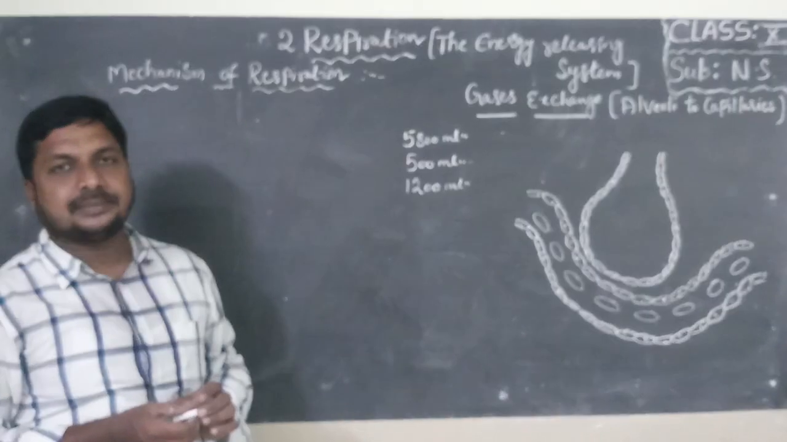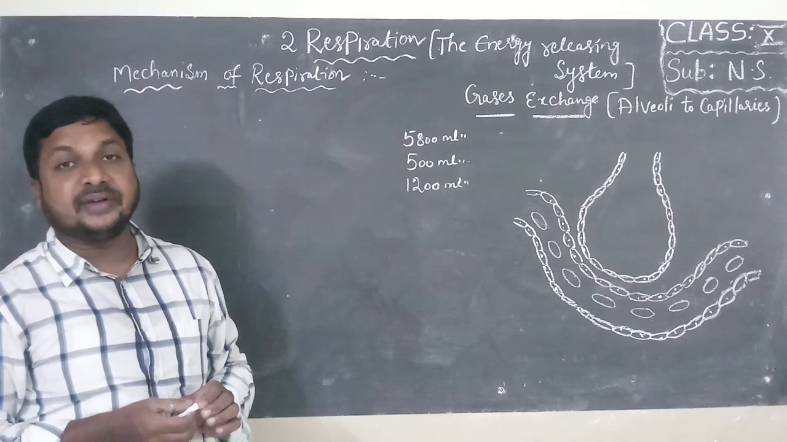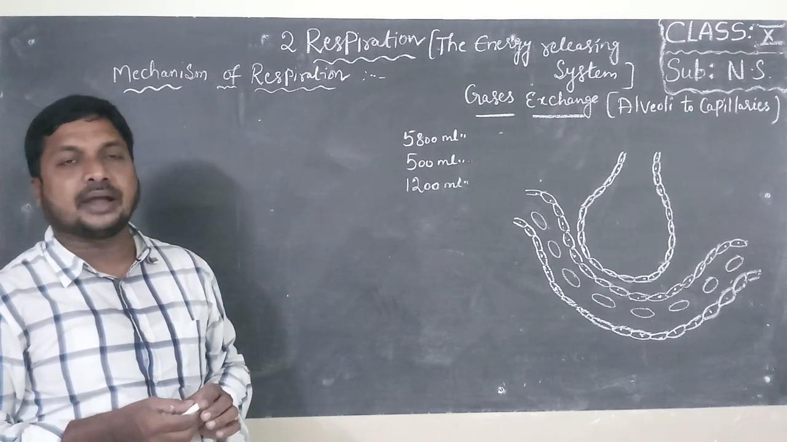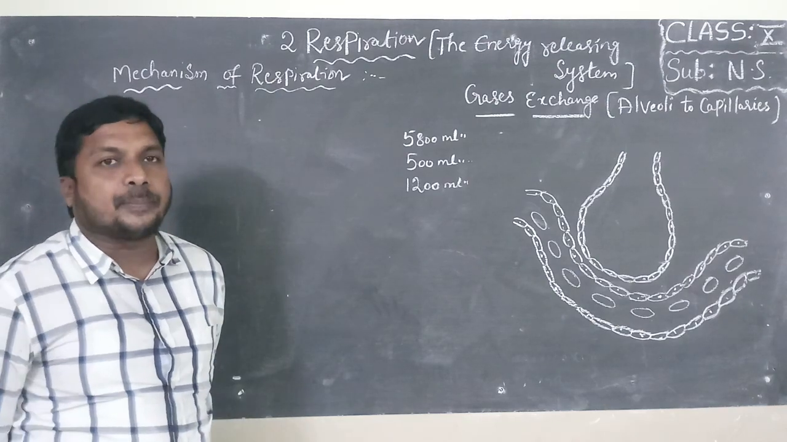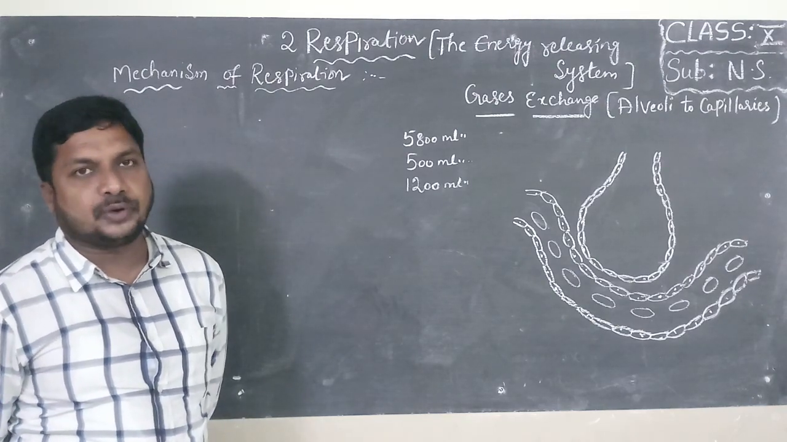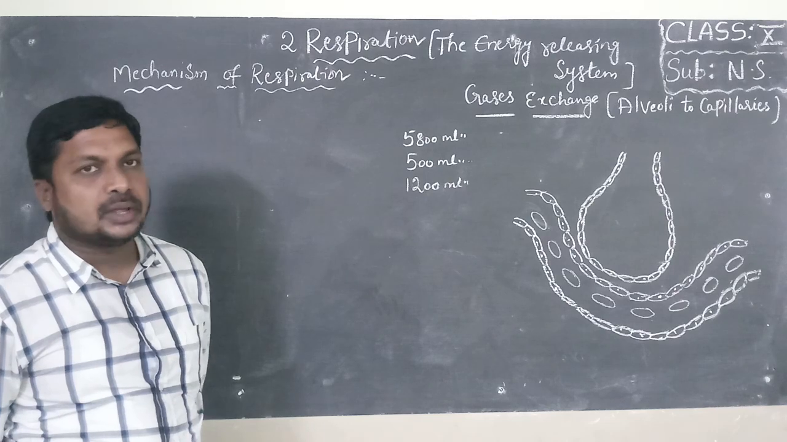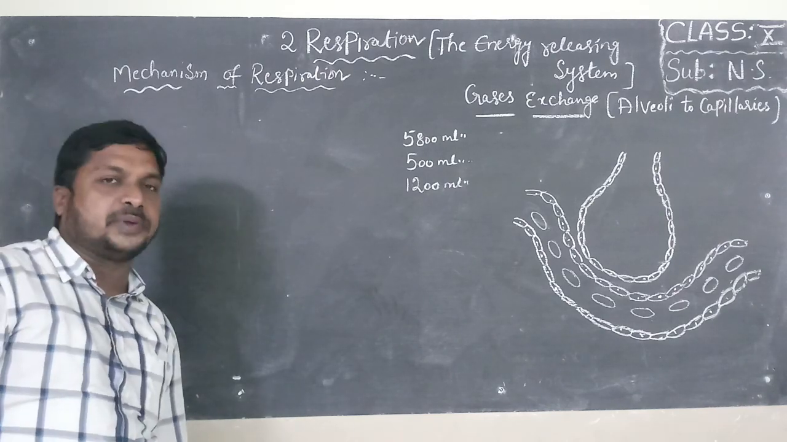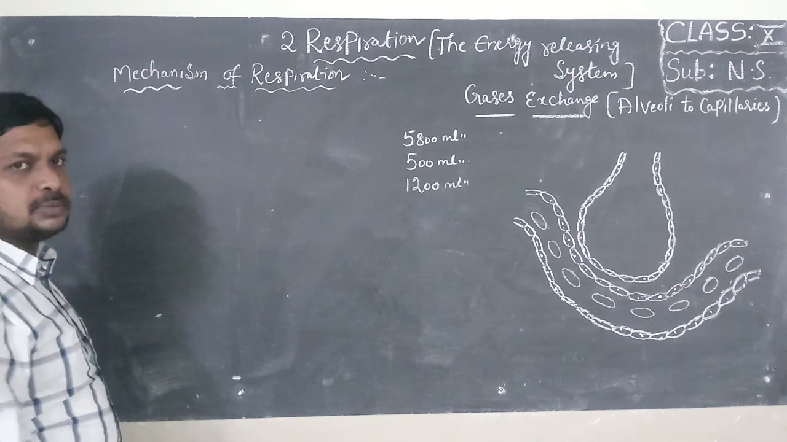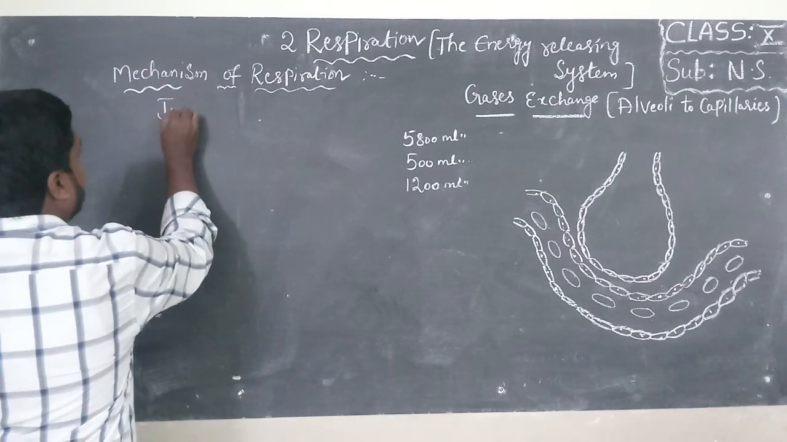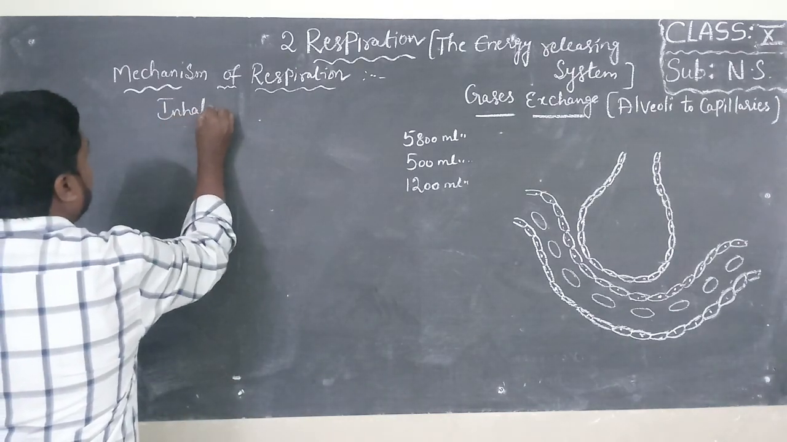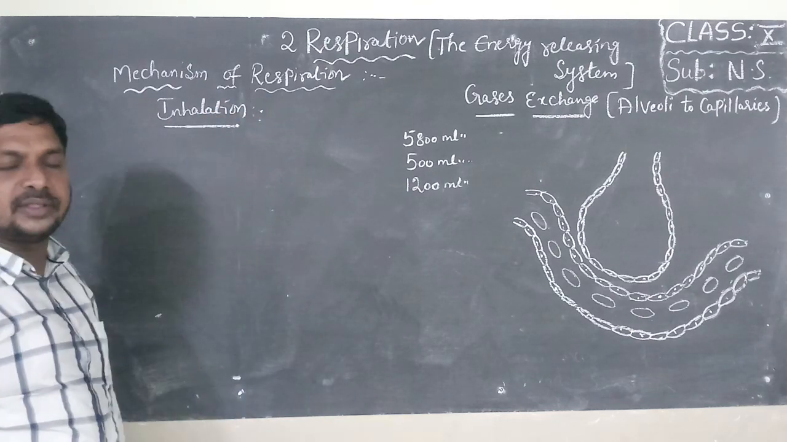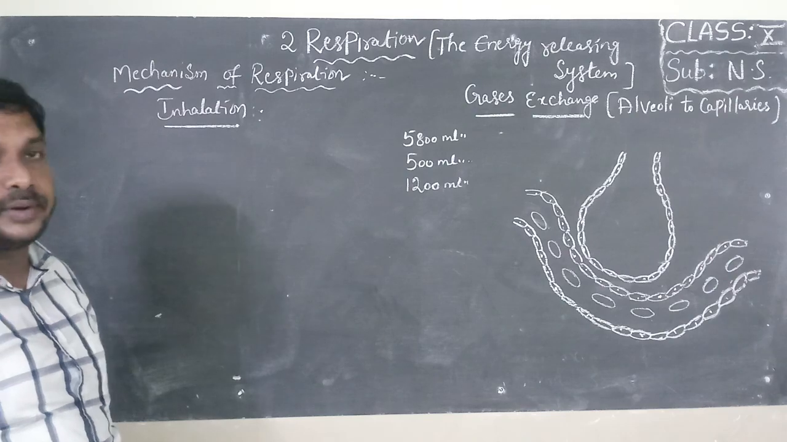In the previous class, I completed events in respiration, the pathway of air into the lungs, and also explained the role of the epiglottis in the passage of food and air. Now, in this class, I will explain the mechanism of respiration. What is meant by mechanism of respiration? One is inhalation. The second one is exhalation. United together, they are called the mechanism of respiration.